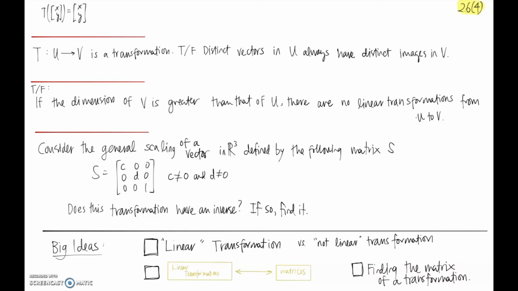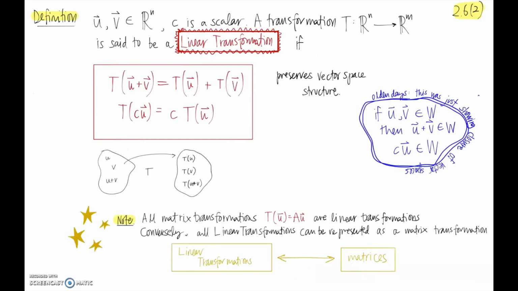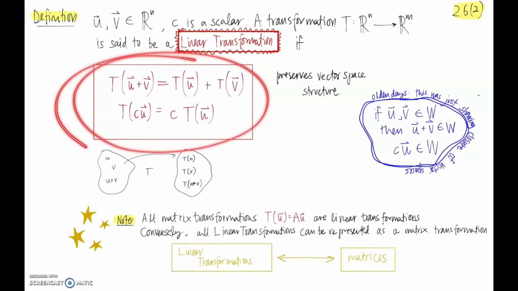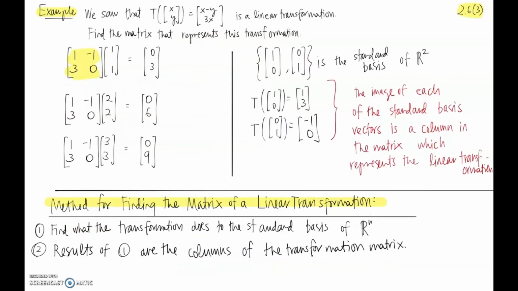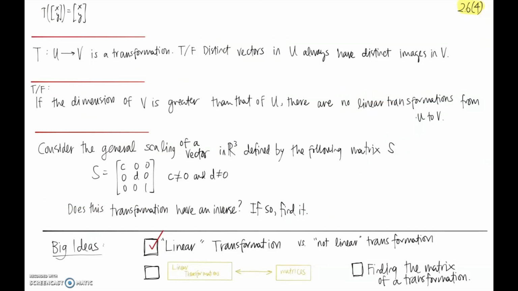Okay, this section was pretty heavy into theory, but some of the big ideas that we saw were the idea of a linear transformation versus a transformation that's not linear. A linear transformation will always follow those two rules that we talked about right here. This is what qualifies something as a linear transformation. And then we had the ideas that every linear transformation can be represented by a matrix, and every matrix is actually a linear transformation. And then we did talk about how to find the matrix of a transformation, that two-step process.